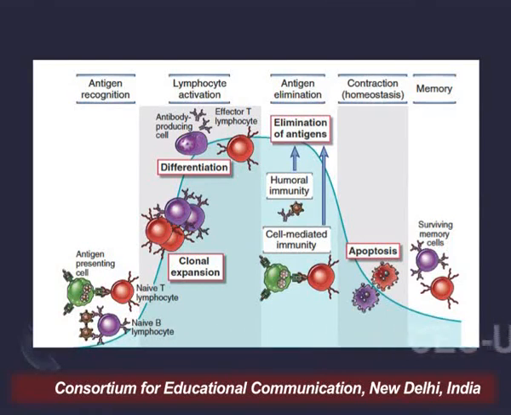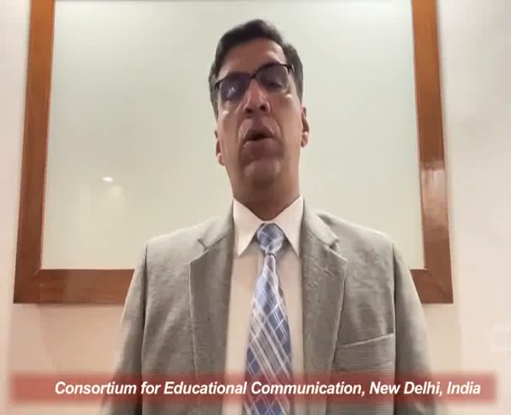And once the antigen is eliminated, then the immune response decreases, which is the contraction or the homeostasis phase. And a memory is being created for this kind of infection. And this memory, again, memory cells are produced by both types of lymphocytes, that is B lymphocytes and T lymphocytes. Now we move on to the mucosal immunity.